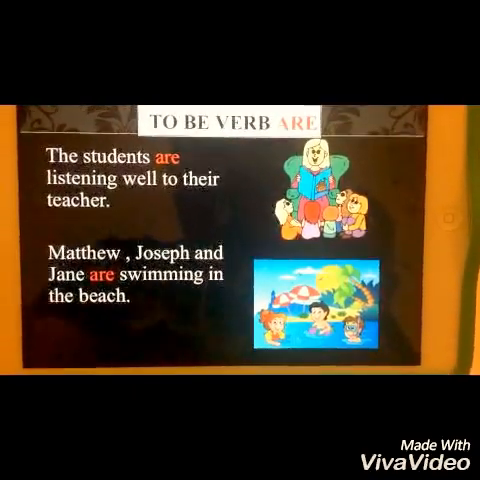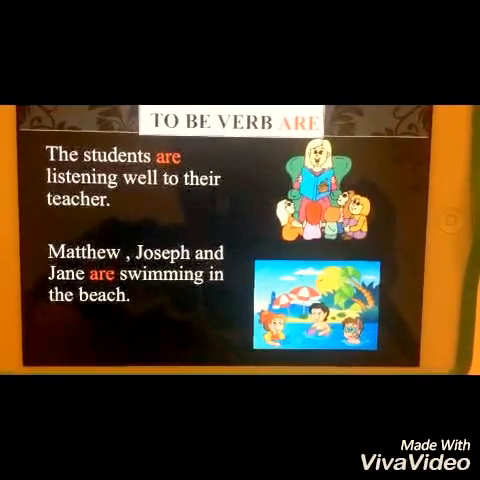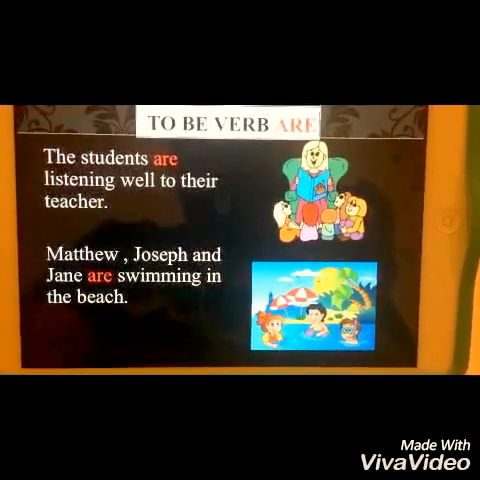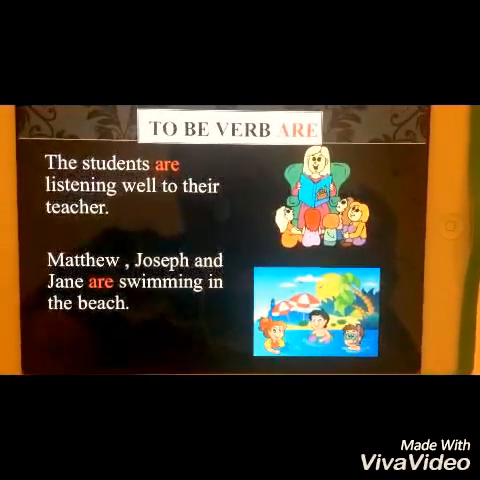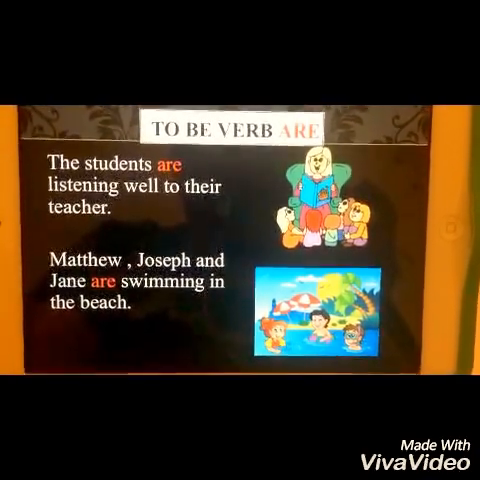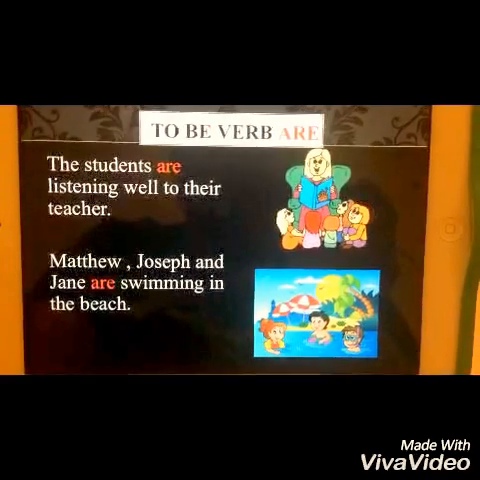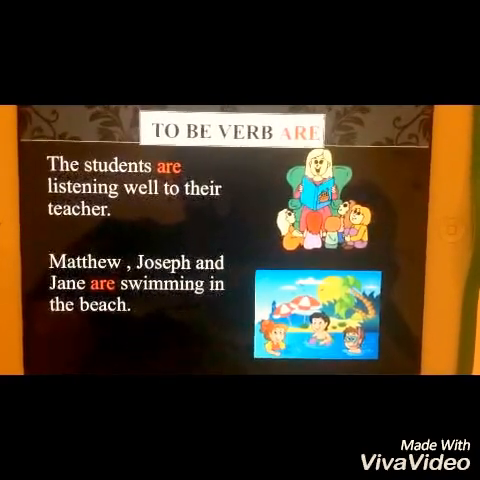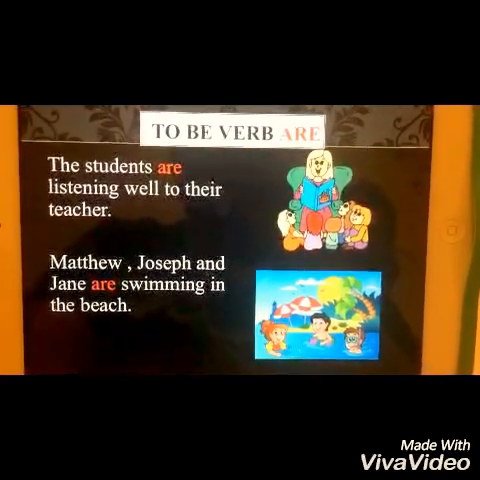For the next sentence, we have, Matthew, Joseph, and Jane are swimming at the beach. How many subjects do we have here? You're correct. We have 3 subjects here. Therefore, we need to use to be verb are.